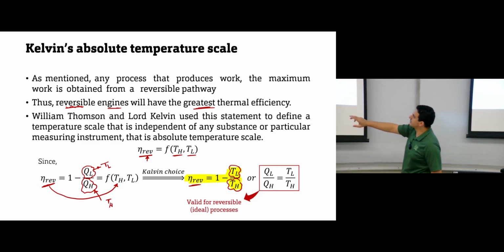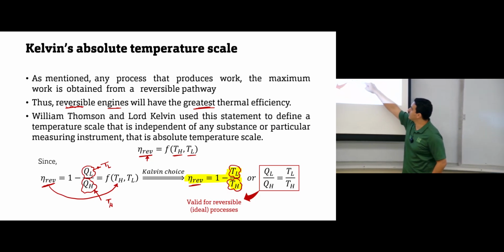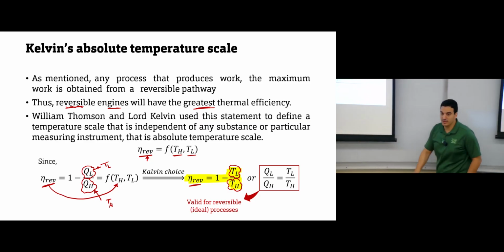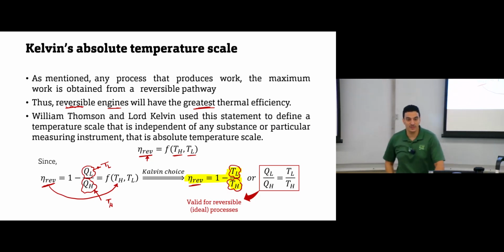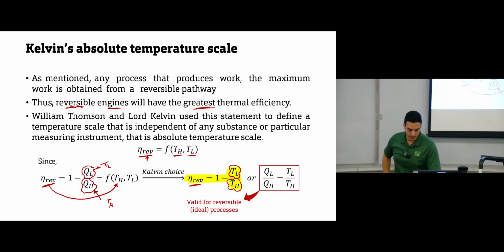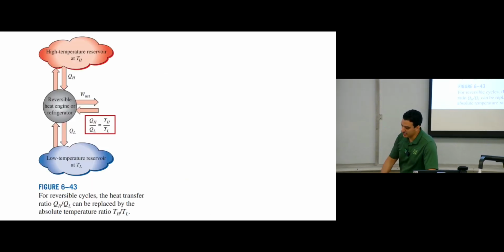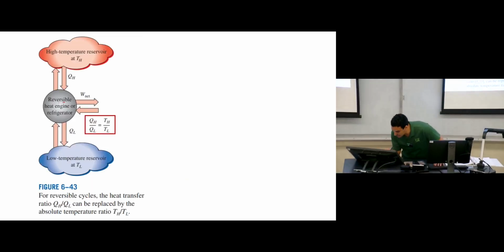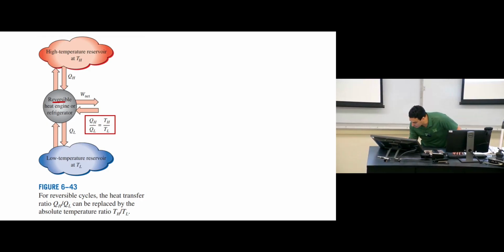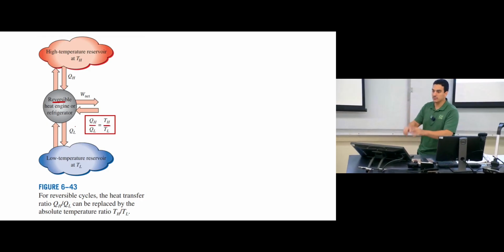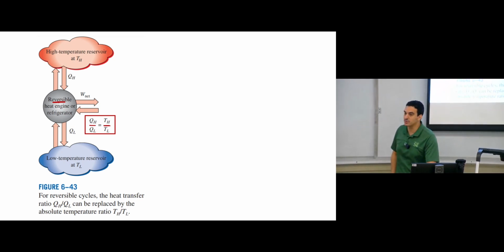Again, everything we are saying here, the relationship between the amount of heat and the temperature of the reservoir, is only valid for an ideal, reversible process. So if we have a heat engine that is reversible, then we can assume QH over QL is TH over TL, and you can calculate thermal efficiency based on temperatures. This point is clear? Okay.